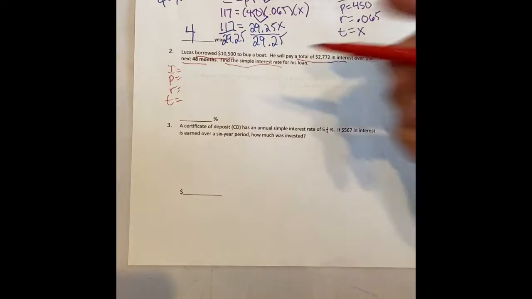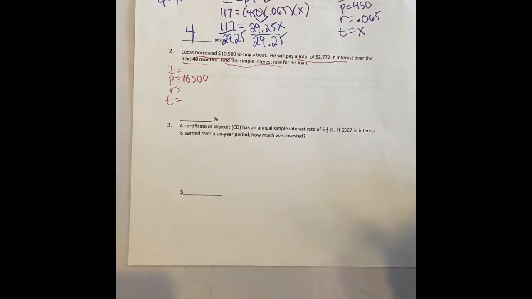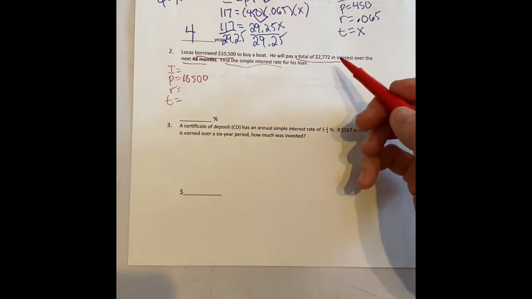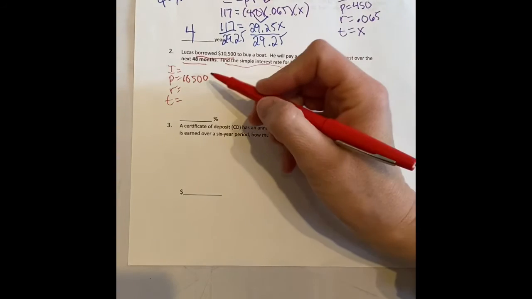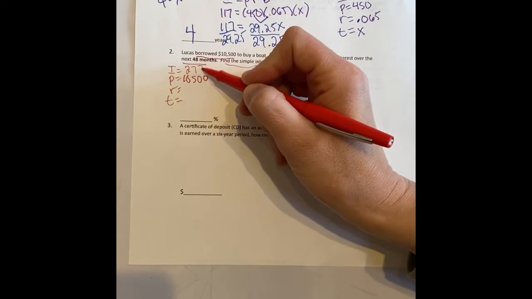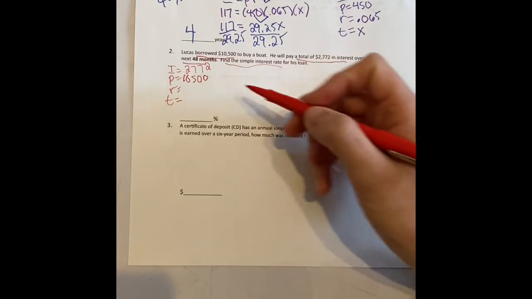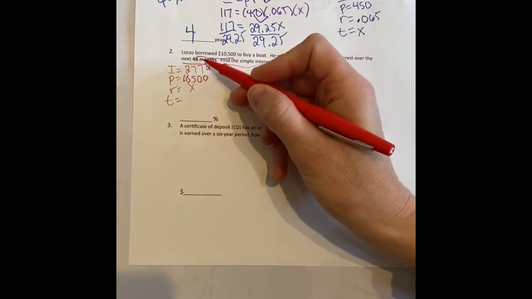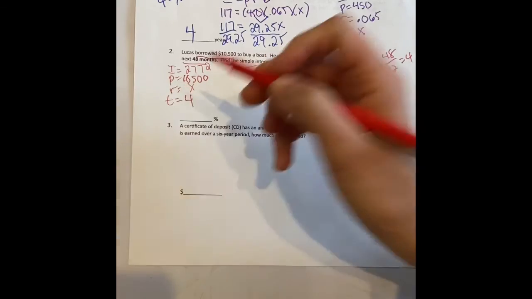So it says that he's borrowing $10,500. So that would be your amount of principal. He will pay a total of $2,772 in interest. So that's going to be our I. And then our rate is what we want to find. And the time is 48 months, but 48 is in terms of months. So we have to divide it by 12 to get the amount of years.